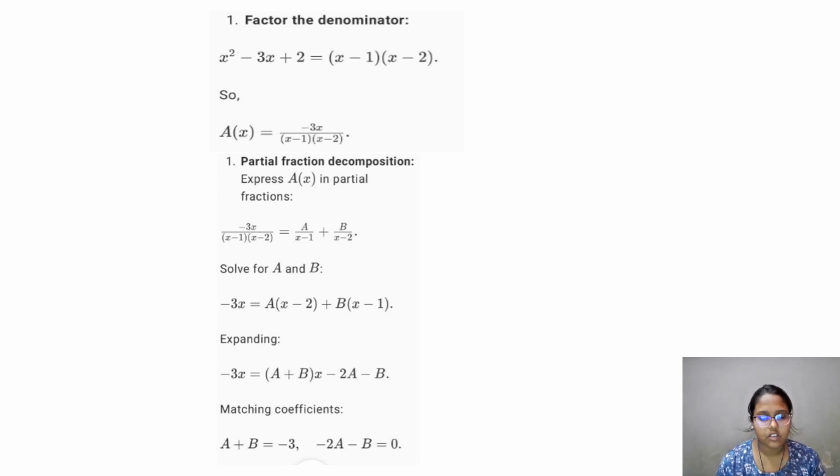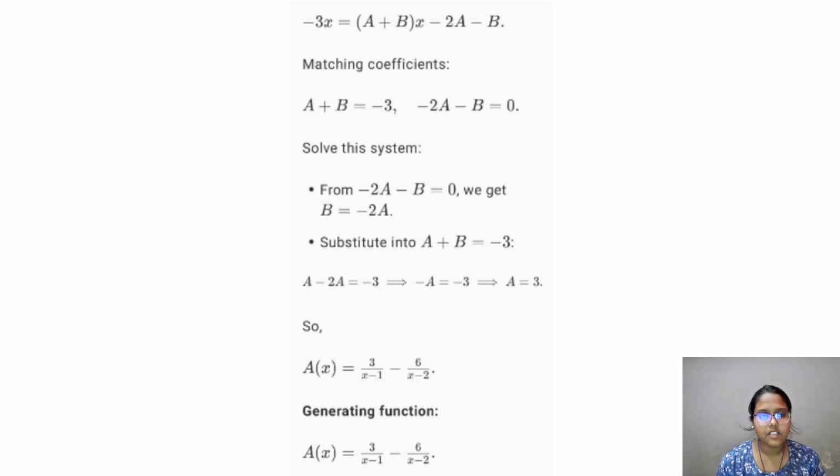Partial fraction decomposition. Express A(x) in partial fractions. So here we do the partial fraction for A(x) = minus 3x by (x minus 1)(x minus 2) = a by (x minus 1) plus b by (x minus 2). Solving for a and b: minus 3x = a(x minus 2) plus b(x minus 1). Expanding, minus 3x = (a plus b)x minus 2a minus b. Matching the coefficients, a plus b = minus 3 and minus 2a minus b = 0. So, solve the system.